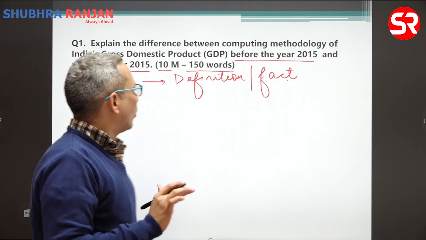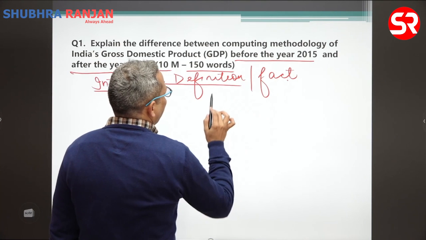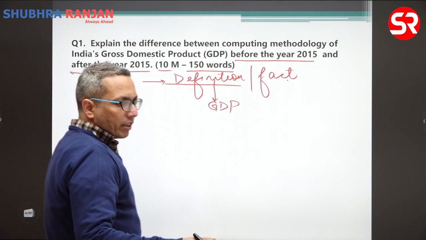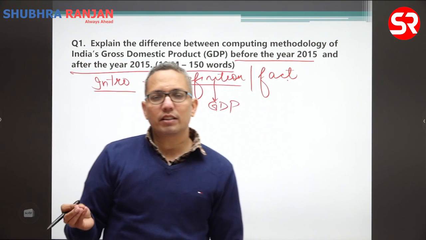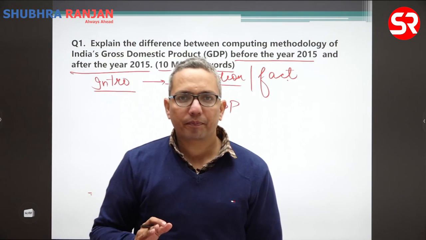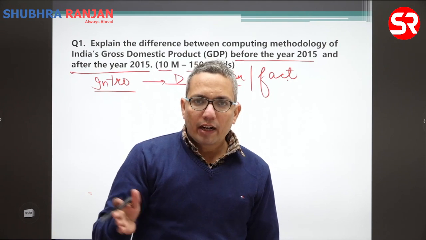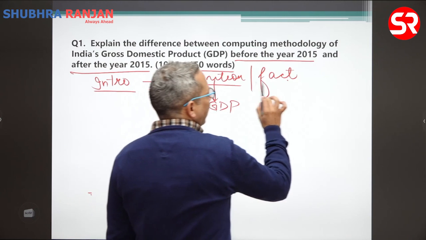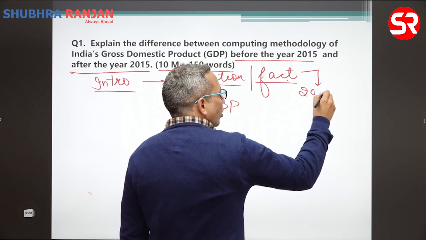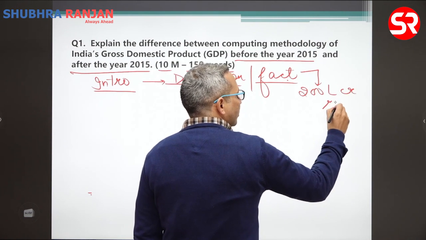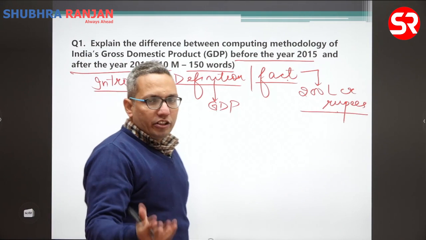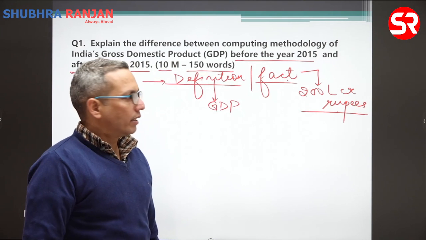So in this question, if we go for a definition, we'll give the definition of GDP. We'll say that GDP is the market value of all final goods and services produced by the factors of production in a period of 1 year in the domestic boundary of a country. If we go by fact, then you can mention that India's GDP is around 200 lakh crore rupees, and GDP is calculated by NSO. That you can mention.